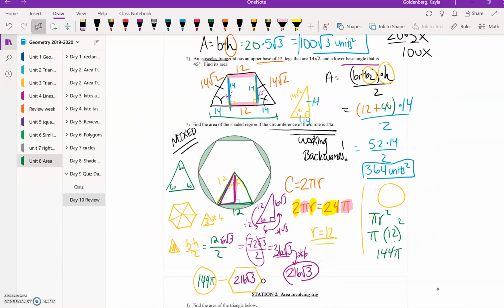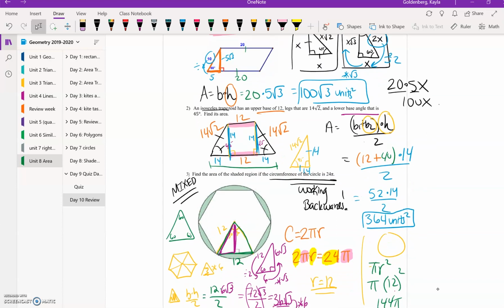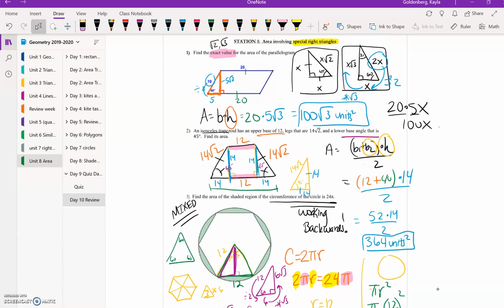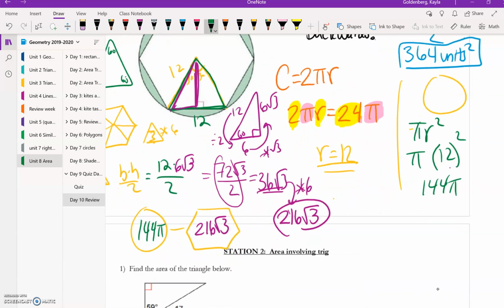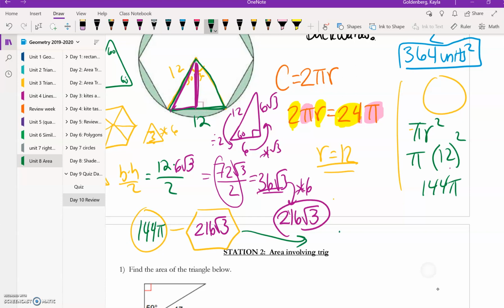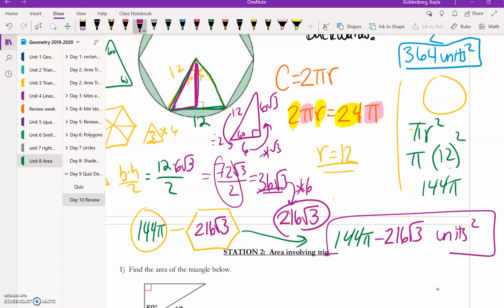Now, going back to the top of the page, they told us to leave exact values. That was only for number 1, I guess. So I guess for number 3, you can really do a couple things. You can say that your answer is 144 pi, the bigger circle, take away the 216 root 3. That would be your exact answer in units squared, because I don't think they told us units.